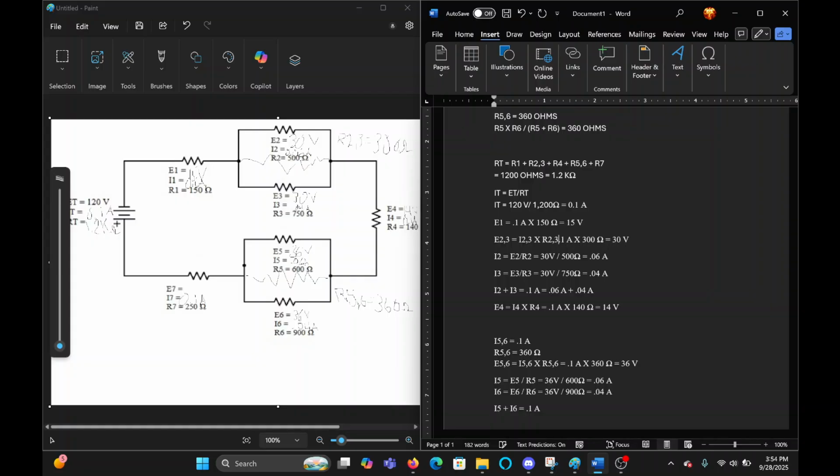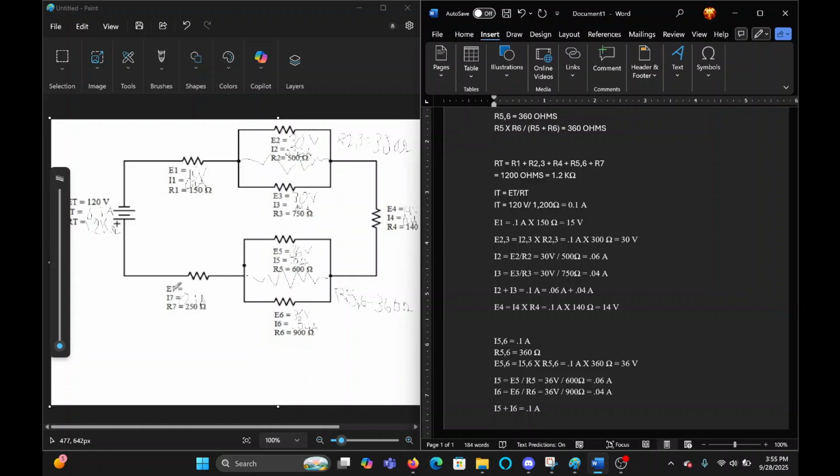Okay, so R23. I2 equals E2 divided by R2 equals 30 volts divided by 500 ohms, equals 0.06 amps. And then what was the other one? I3 equals E3 divided by R3 equals 30 volts divided by 750 ohms, equals 0.04 amps. Okay, I'm ready.